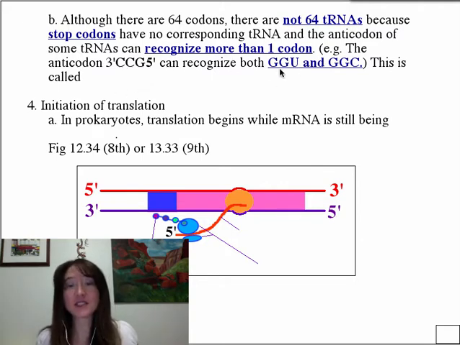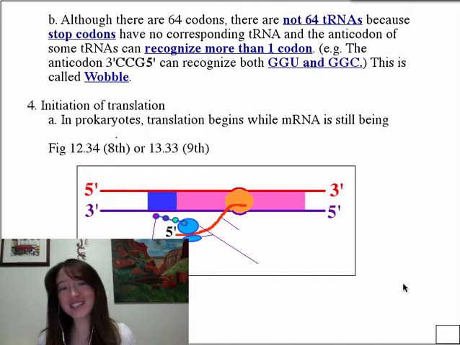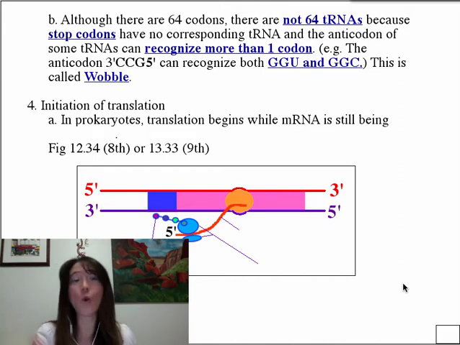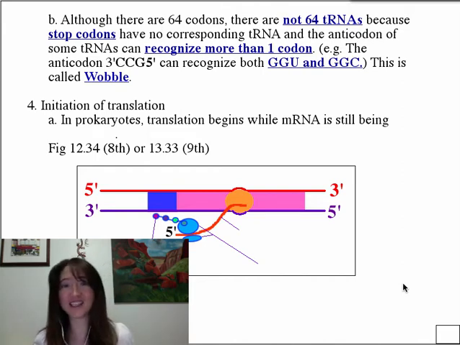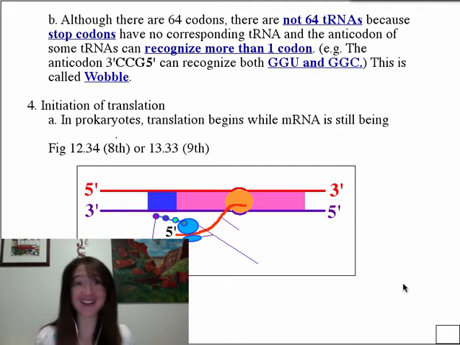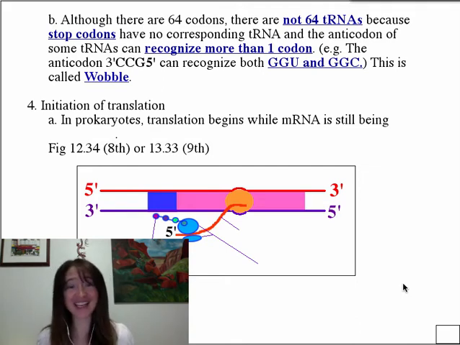CCG can pair with GGU and GGC, showing just a little bit of flexibility in this pairing, and this is called wobble, the probably raddest term ever. And if you're really feeling sexy-minded, you could say that wobble is a big part of what leads to degeneracy. Try that on your next date out for size, right?